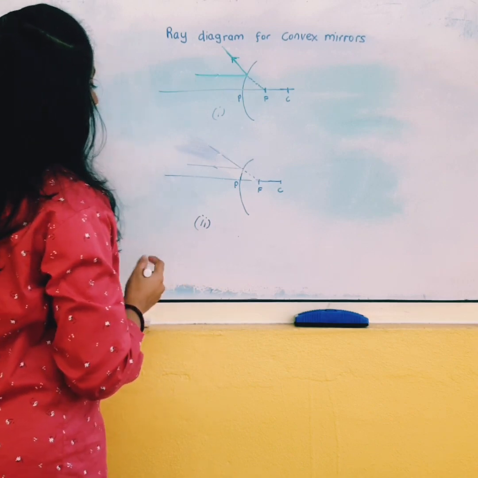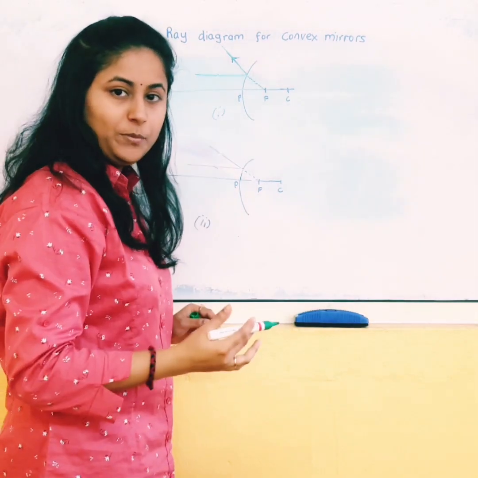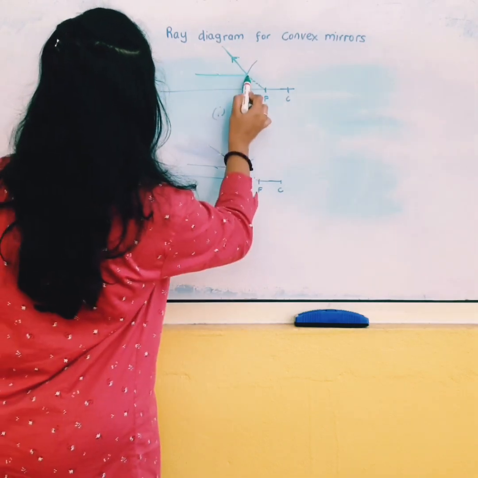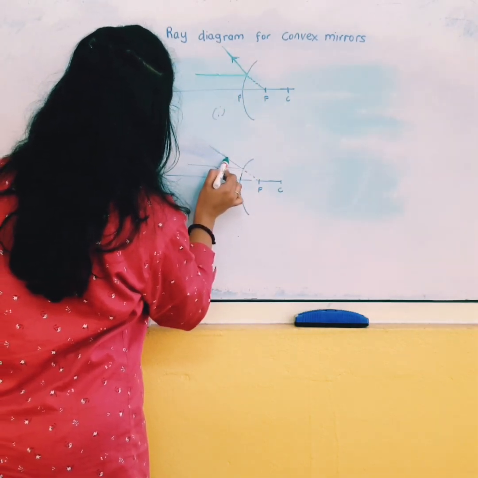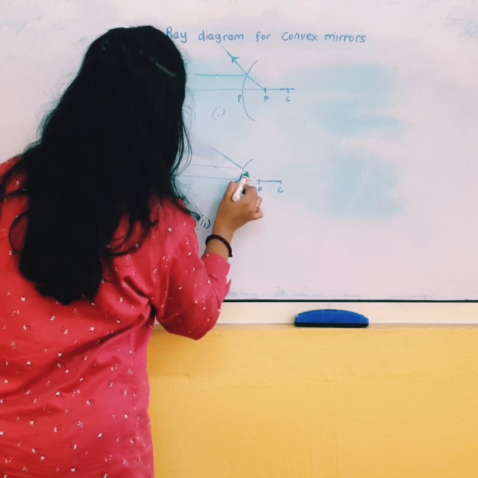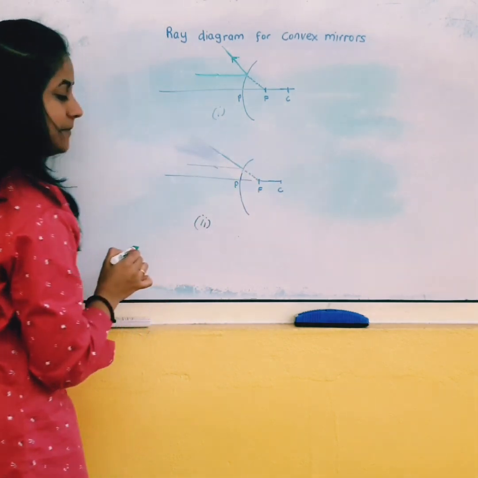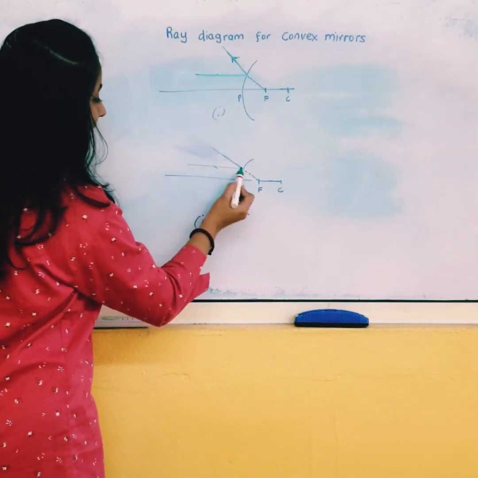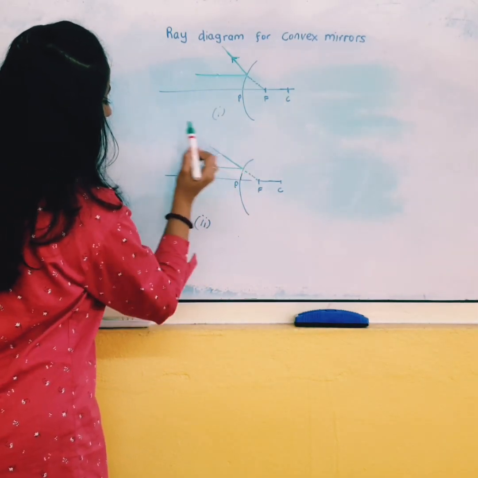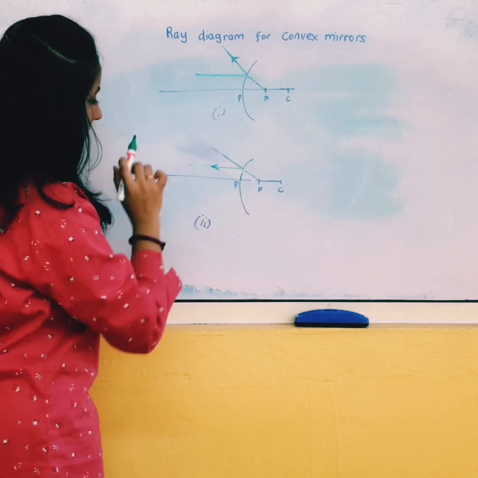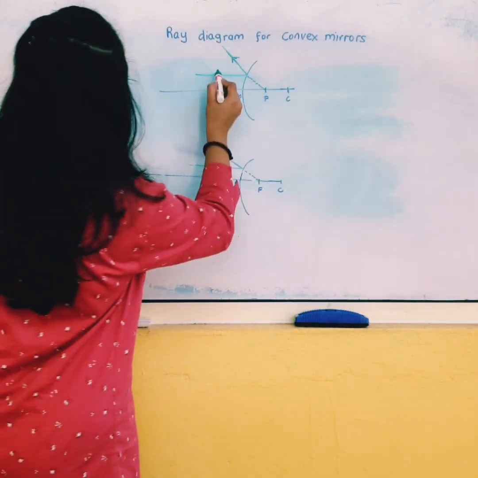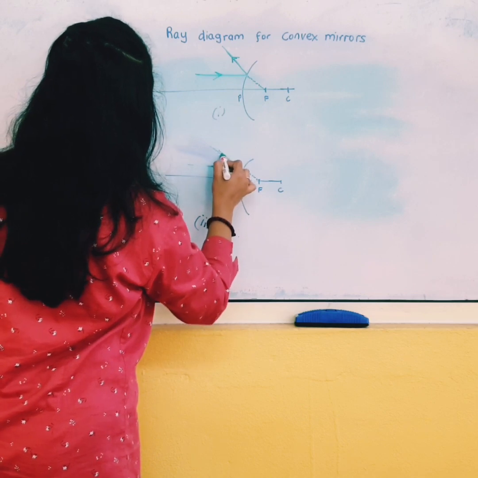Second ray diagram is similar to that of concave mirror. Just you need to show the extension here. Okay. Now second ray will be directed towards the principal focus, as you can see here. Okay. After reflection, it will go parallel to the principal axis. It will emerge parallel to the principal axis. So these are the two rays we are learning.